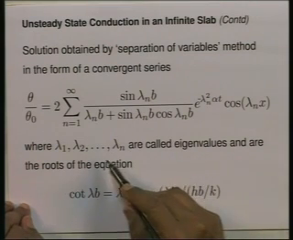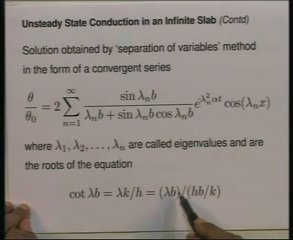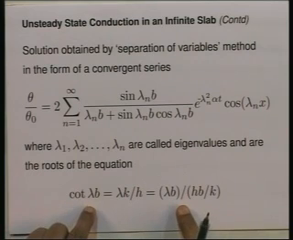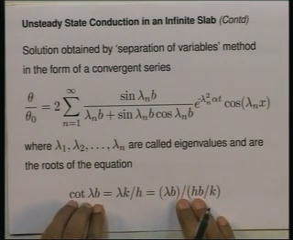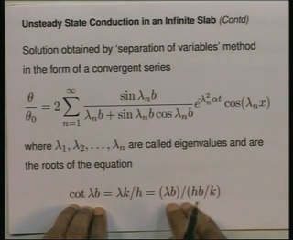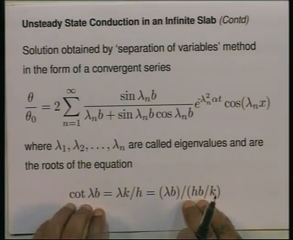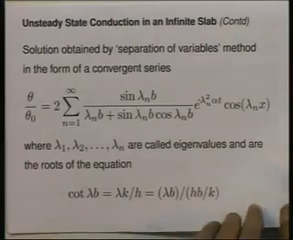And I told you that they are the roots of the equation cotangent lambda b is equal to lambda k by h, which is equal to lambda b divided by h b by k. And then graphically I showed you how the values of lambda 1, lambda 2, lambda 3 etcetera can be obtained by intersecting the cotangent graph with the straight line graph obtained for the right hand side. The cotangent graph is on the left hand side, the straight line lambda b divided by h b by k is on the right hand side. The intersection of this line with the cotangent curves gives me the infinite solutions lambda 1, lambda 2 etcetera. Use those solutions in the convergent series and we get the temperature distribution theta by theta naught. This is where we stopped last time.